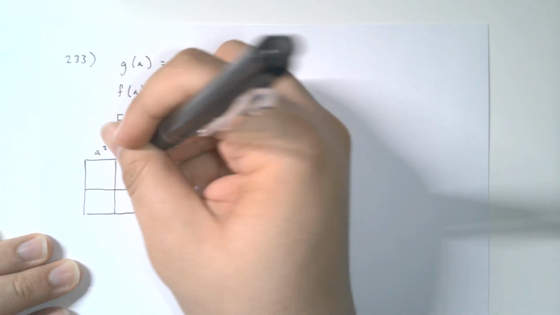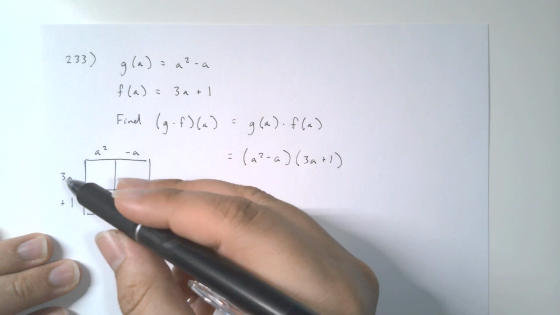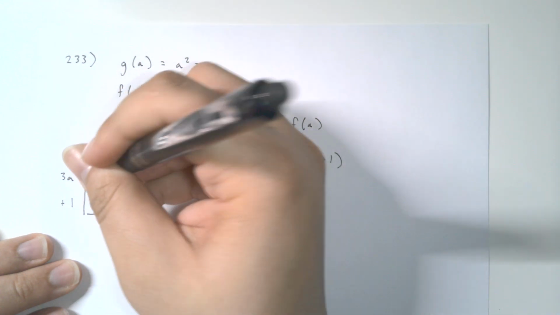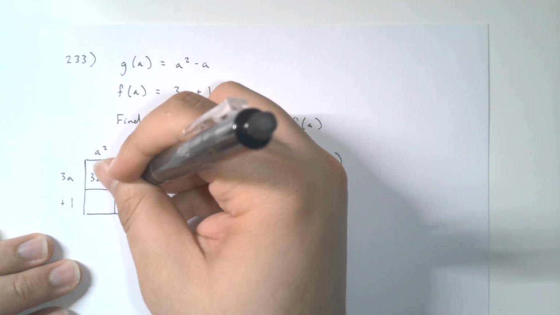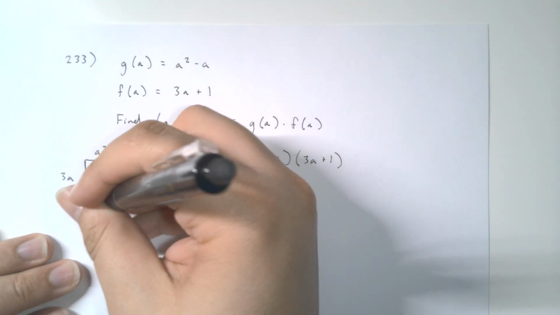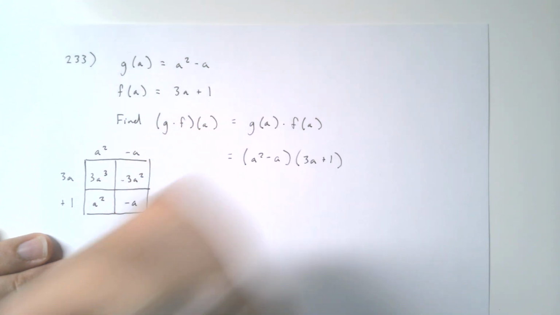And we're just going to multiply those out. We have a squared minus a, and we have 3a plus 1. So 3a times a squared is 3a cubed. 3a times negative a is negative 3a squared. A squared times 1 is a squared, and 1 times negative a is negative a.